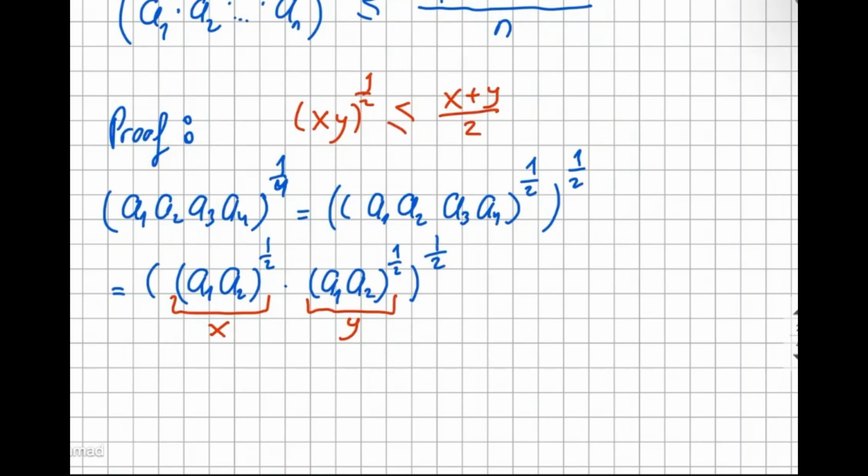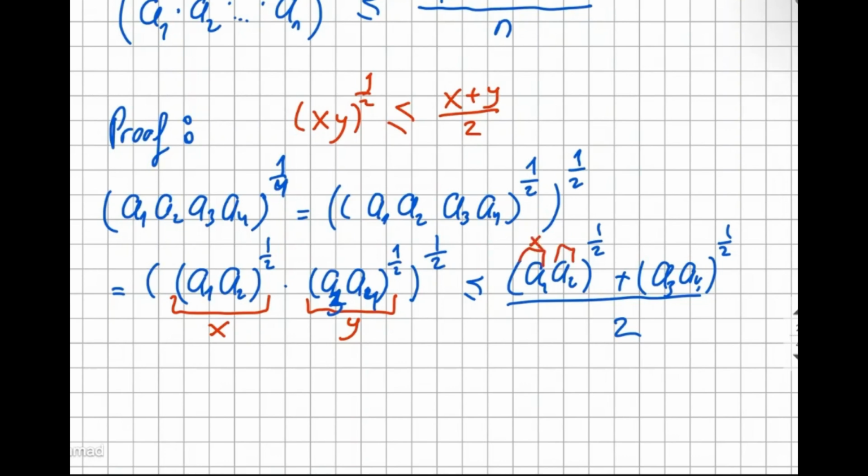Now let's apply this in our case. This gives us just a1 a2 to the power of 1 over 2 plus a3 a4 to the power of 1 over 2, divided by 2. Okay, now we apply the AM-GM inequality to each of these terms inside of our brackets. So this will be our new x, this will be our new y, and let's do it one more time.